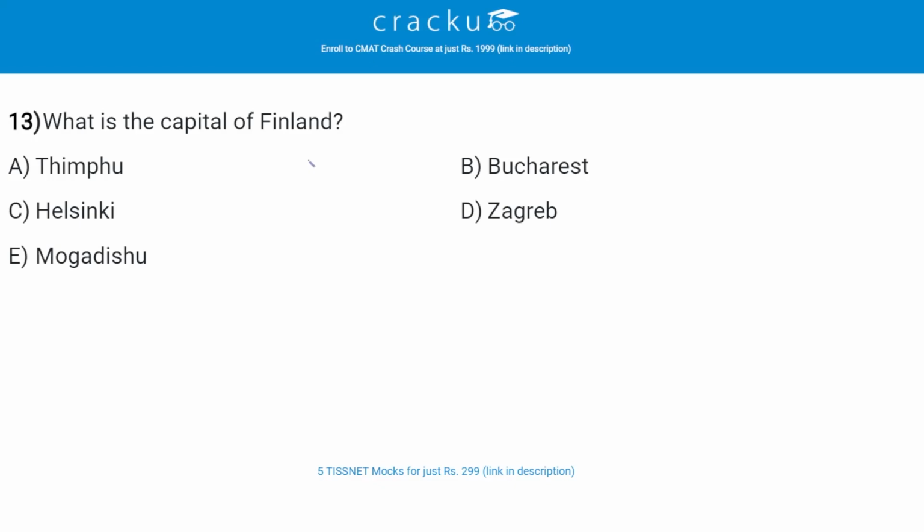What is the capital of Finland? The correct answer is C. Helsinki. Let's check the next question. What is the capital of Assam? The correct answer is C. Dispur. Let's check the next question.